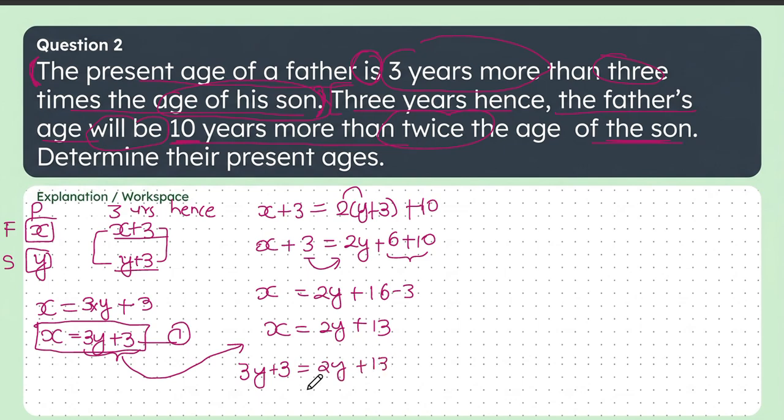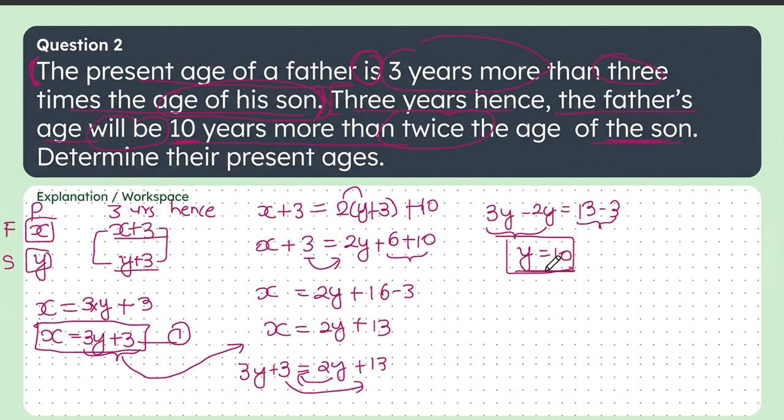So if we interchange the terms, take this 2y to this side and 3 to that side, what we'll get is 3y minus 2y is equal to 13 minus 3. So 3y minus 2y, which is 1y, that is y, and 13 minus 3, that is 10. So we got the value of y.